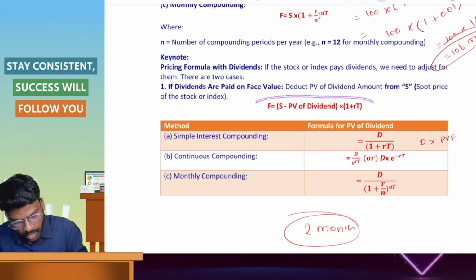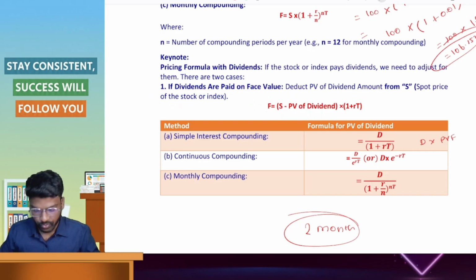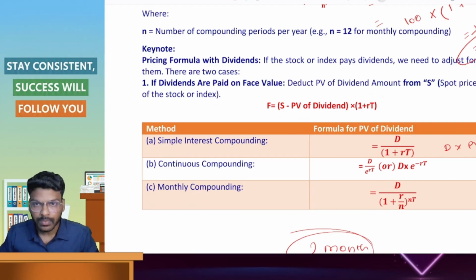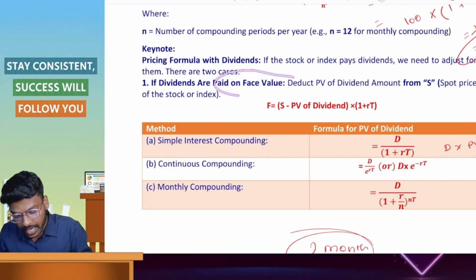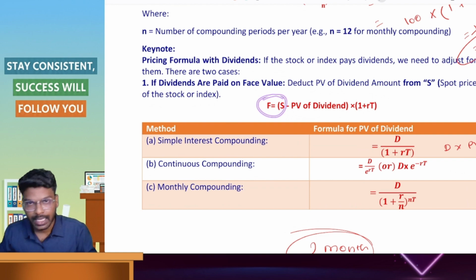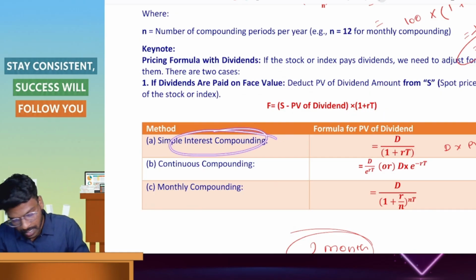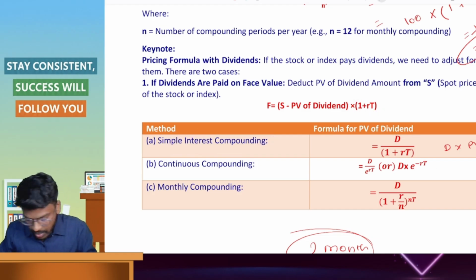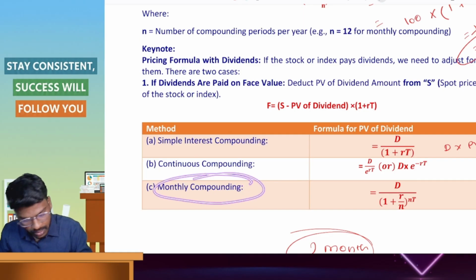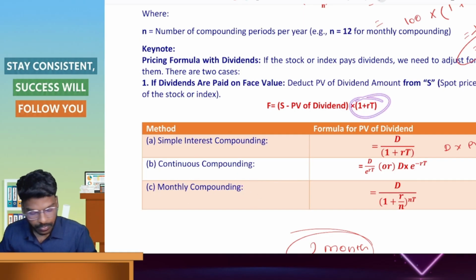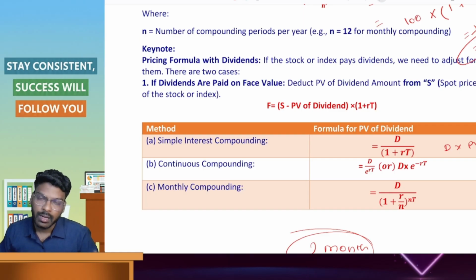So the formula for future price in case of dividend paid: future price equals spot price minus present value of dividend, into 1 plus RT. That is for the first form. In case of simple interest, we have to use 1 plus RT. In case of continuous compounding, we will use e power RT. In case of monthly compounding, we will use the formula 1 plus R divided by N, whole power N into T.